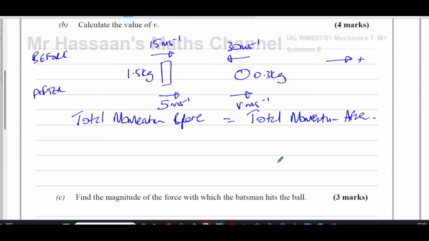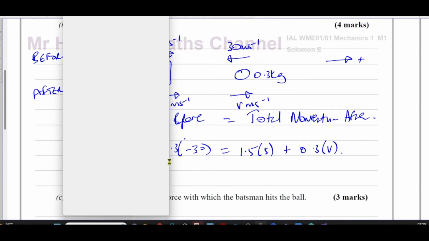So the total momentum before the collision is going to be 1.5 times 15, plus 0.3 times negative 30. And after the collision, the total momentum is going to be 1.5 times 5 plus 0.3 times V. So this will give us our answer.